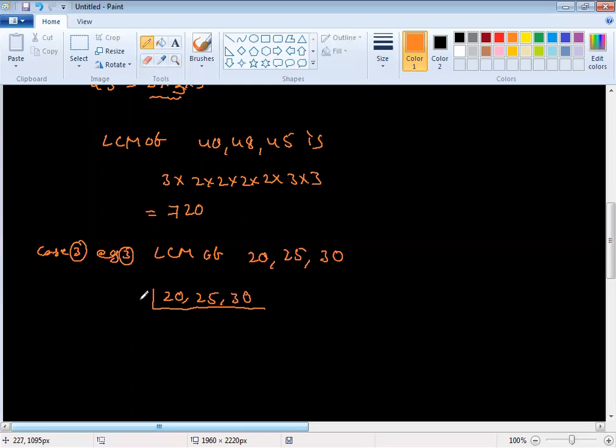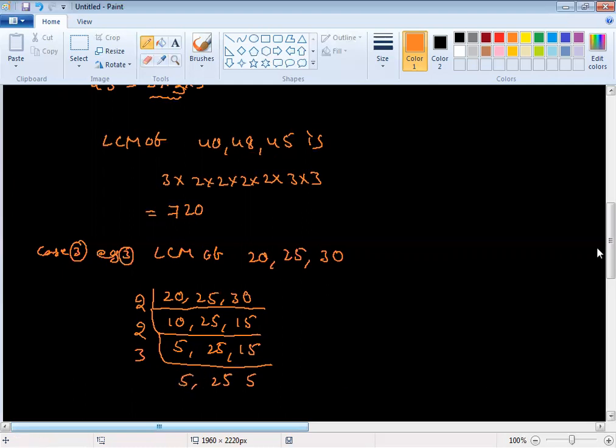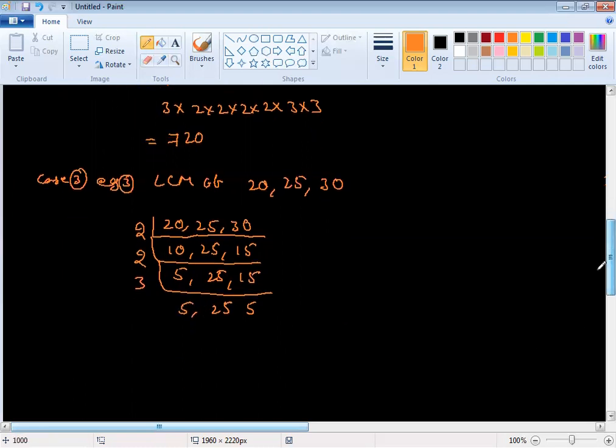Start from the minimum. 2 is the minimum. 2 tens are 20, 25 as it is. 2 fifteens are 30. Again with 2, 2 fives are 10, 25 as it is, 15 as it is. Now start with 3 or 5, that's your wish. I'm taking 3. 3 fives are 15, 25 as it is, 5 as it is.